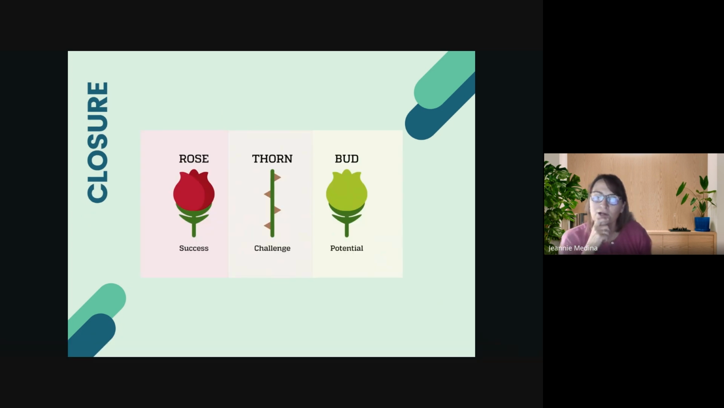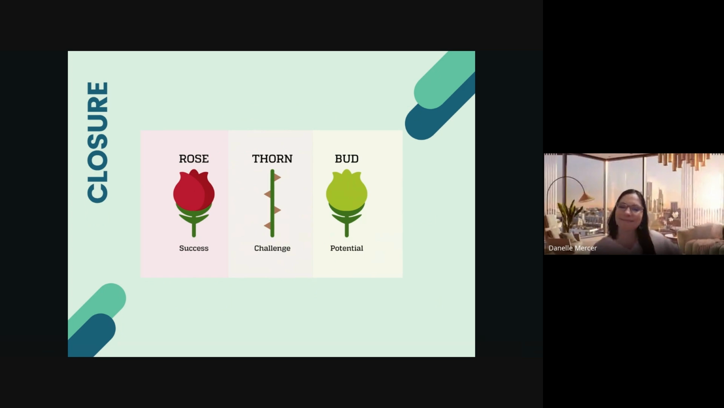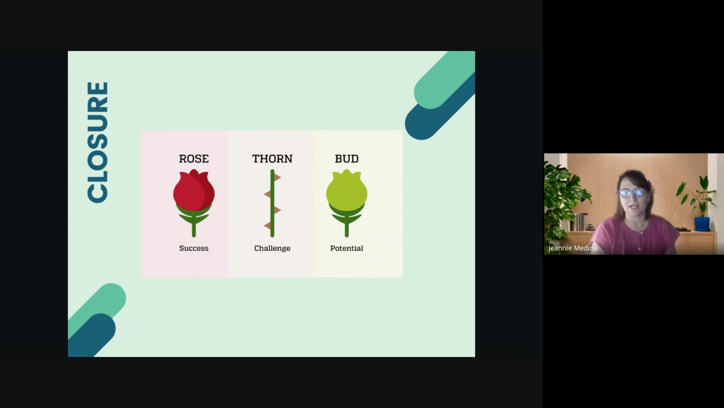For our optimistic closure today, we have a choice. You can share a rose, a thorn, or a bud. A rose is something that you feel is your takeaway from today. A thorn is something that, based on the information, you still find is going to be a challenge. And a bud is something that you see as a potential for growth.